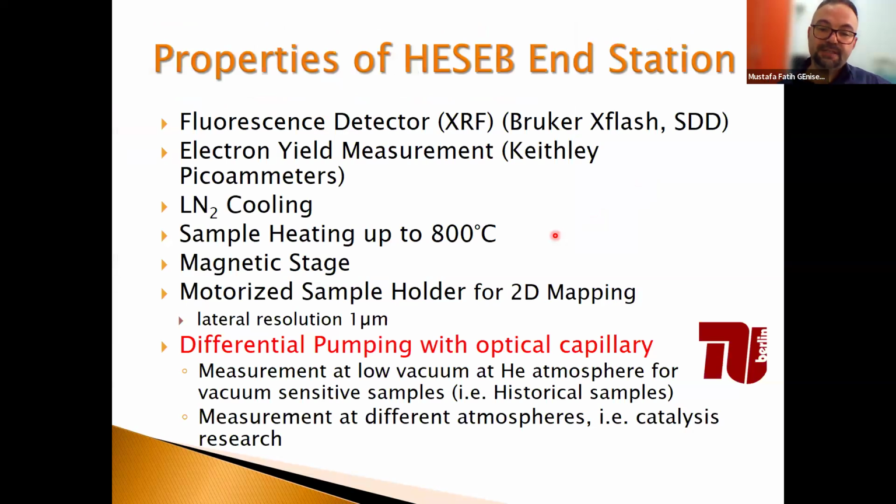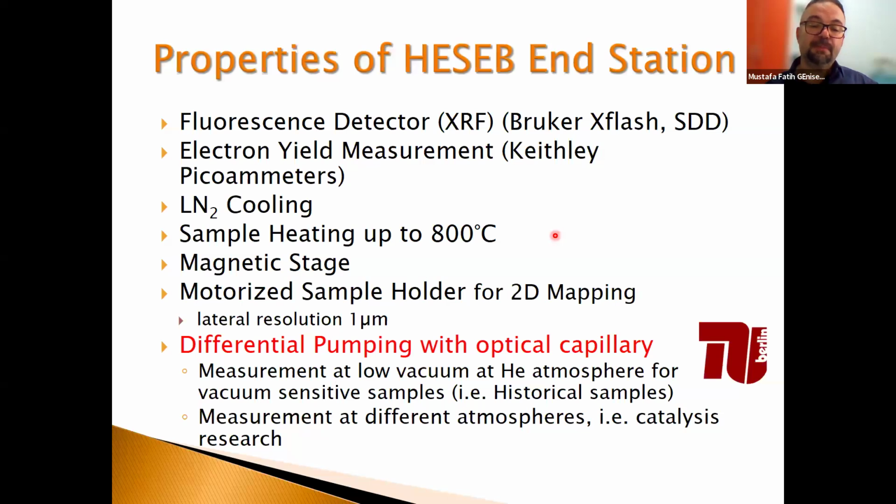So here are the properties of the HESEB end station. It has a fluorescence detector, an XRF Bruker Flash detector. It has a Keithley picoammeter, which we need for electron yield measurements. I'll explain what fluorescence yield and electron yield are. We can cool our sample with liquid nitrogen and heat it up to 800 degrees. We have a magnetic stage, which I mentioned. It has a motorized sample holder for 2D elemental mapping. I'll show what kind of data we can obtain from this feature.